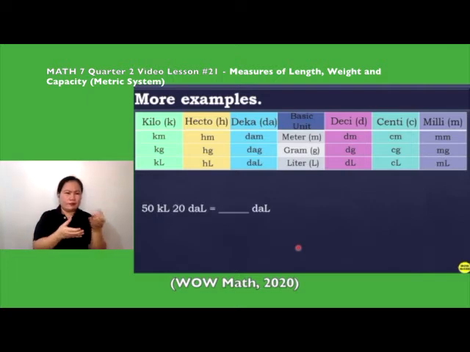So, paano kapag ganito? I have 50 kiloliters and then 20 decaliters. So, how many decaliters in all? So, ito, pinapa-convert ito ng decaliters. So, ito, naka-deca na. Paano ito? So, hindi mo siya pwedeng gawing 50 plus 20, 70. Hindi po, kasi magkaiba ng unit, di ba?